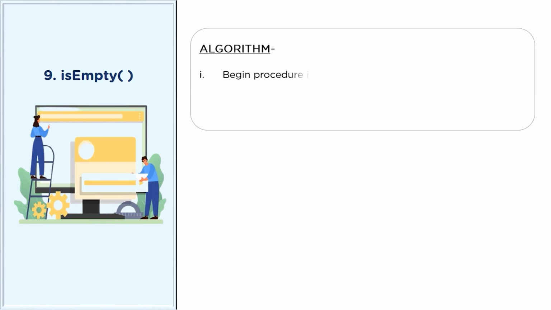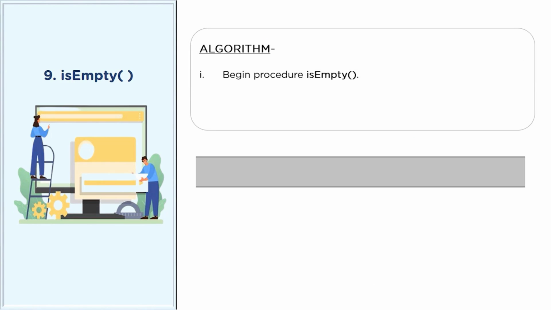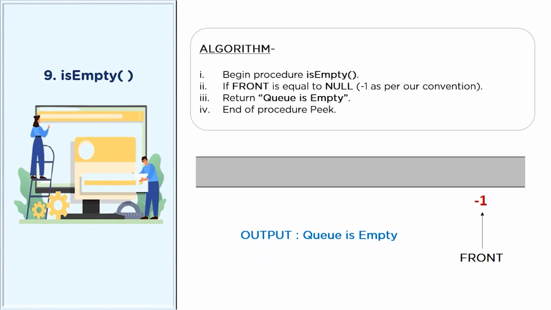The last operation on our list is isEmpty. This function checks if the queue is empty or not. In the previous procedure, we mentioned that if the front points to the null memory space, then the queue is empty. And in our case, the front is already pointing to -1. So the output of this function will be queue is empty. This is all about operations in the queue. I hope that you all are clear with these operations.